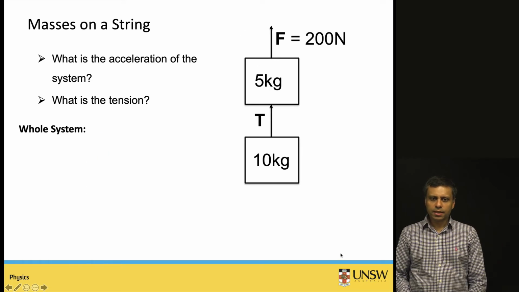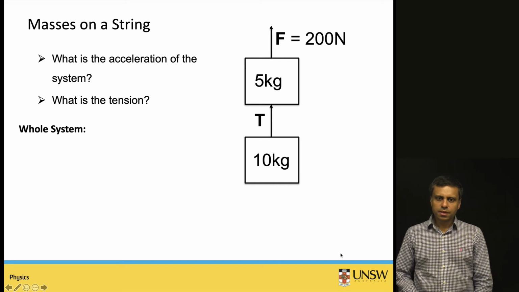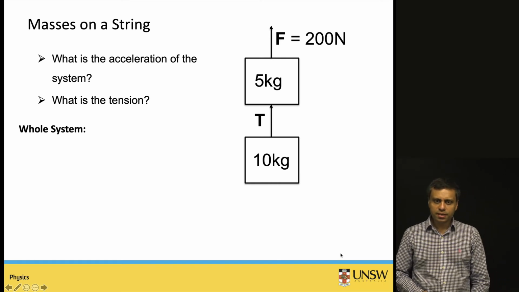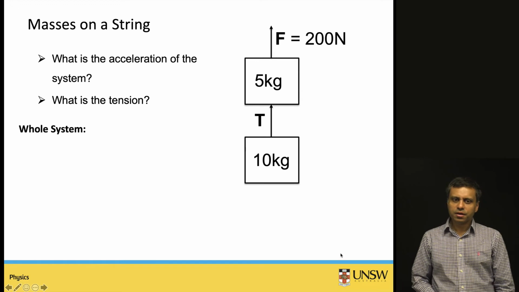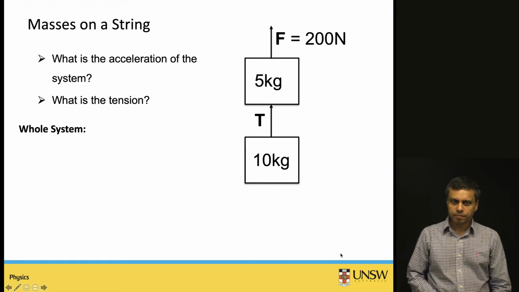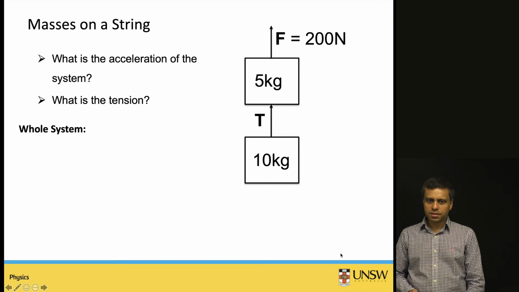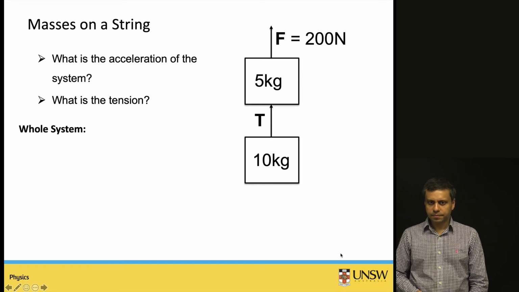Let us look at another problem. So these are masses on a spring. So now the system is not static. It's the same system as before, but now the system is not static. An upward force of 200 Newton is being applied to the system. And the problem asks us to find what is the acceleration of the system and what is the tension T.